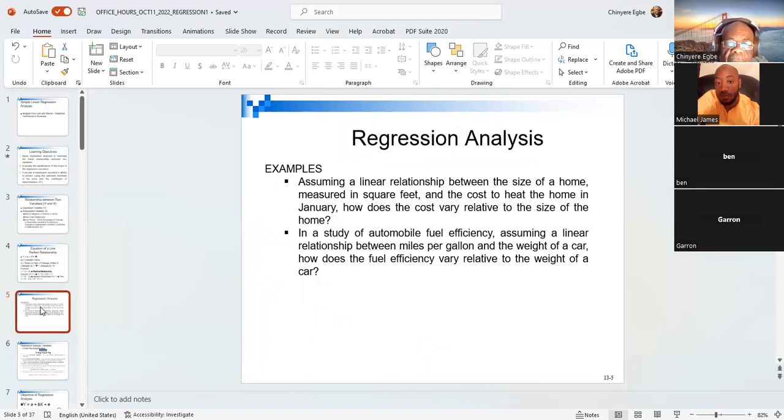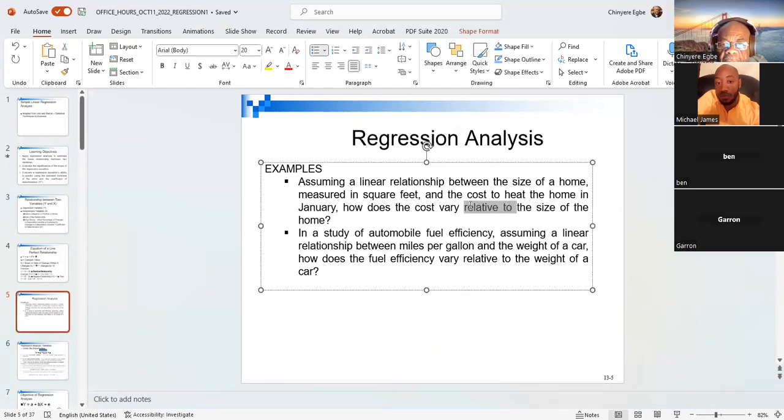Like I said, an example of a linear relationship is the size of a home measured in square feet and the cost to heat the home in January. How does the cost vary relative to the size? Let me rather say, based on the size of the home. The amount of money you spend to heat your home depends on size. So the amount of money you spend to heat your home, which is the cost of heating the house, which is the dependent variable, depends on the independent variable, the size of the house.